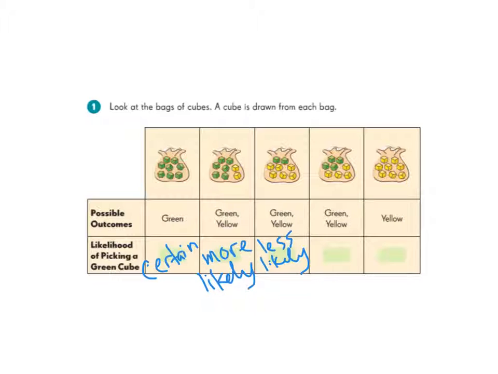And then we go on to the next bag. We have green and yellow. What is the likelihood of picking a green cube? It is equally likely to pick a green cube as a yellow cube because there are the same amount of greens and yellows. And for the last bag, it's all yellows, but the question is still the same. What is the likelihood of picking a green cube? It's impossible to pick a green cube because there are no green cubes there. I hope you remember these vocabulary words and we'll work on them more in class.